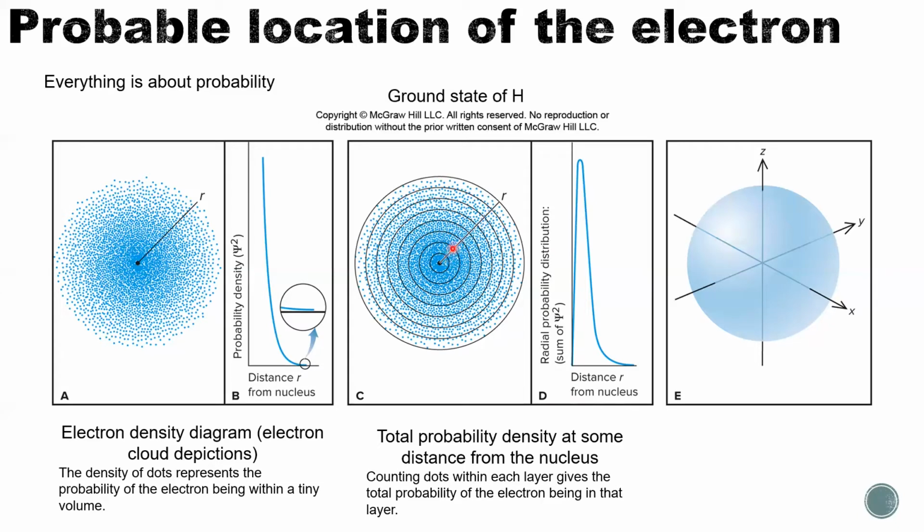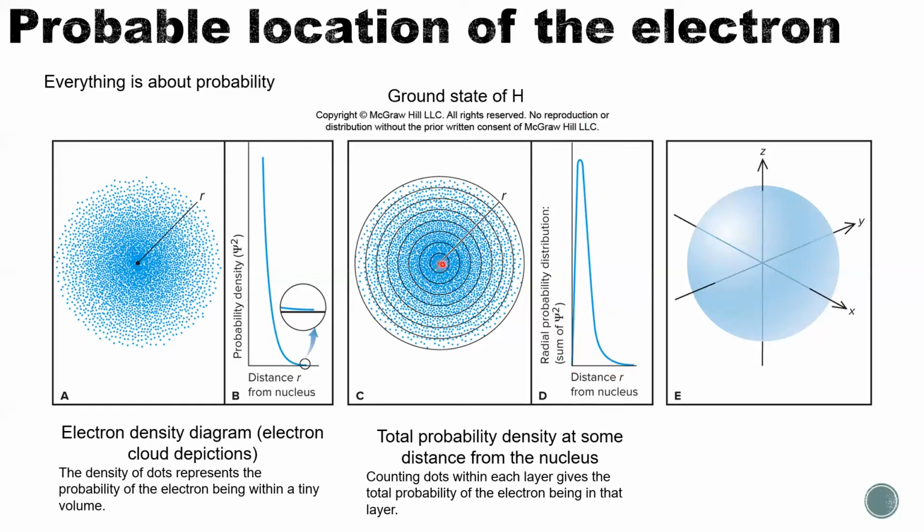That can give you the total probability of the electron being in the layer between the rings. If you create a lot of very dense rings around the center, you can calculate many data points and plot those in panel D.